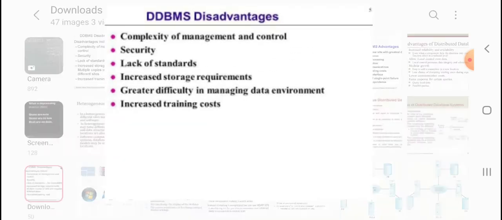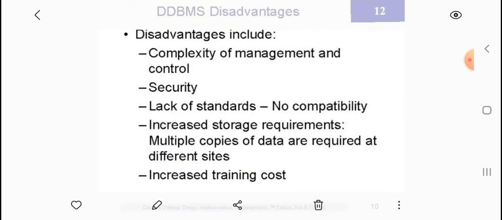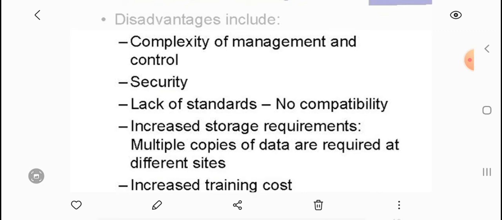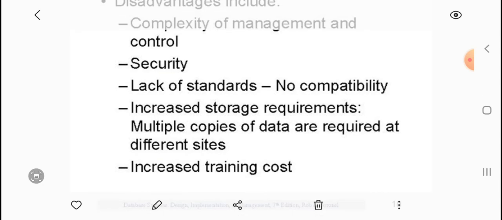Okay, these disadvantages can be given in this order also. See, difficulty in complexity of management and security, lack of standards, no compatibility, increased storage requirement, multiple copies of the data are required in different sites.